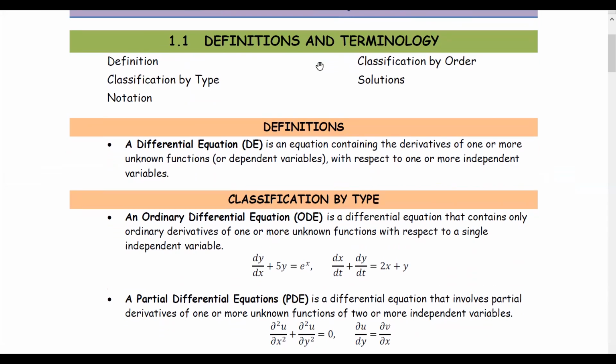For definitions, a differential equation is an equation containing derivatives of one or more unknown functions or dependent variables with respect to one or more independent variables.